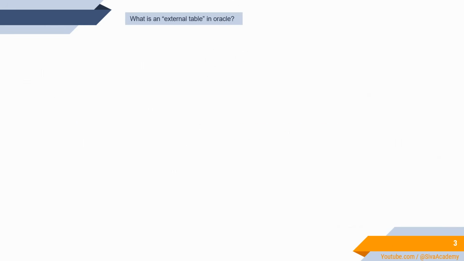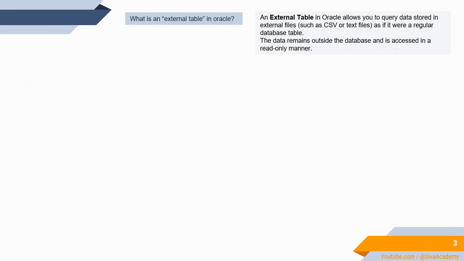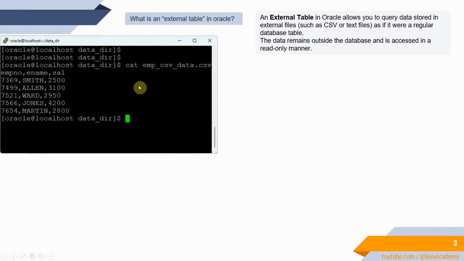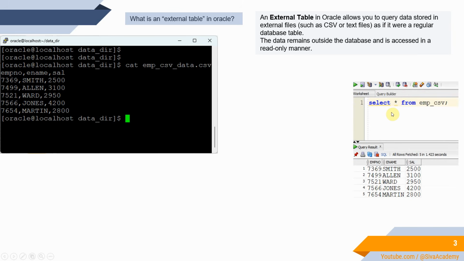So let us start with understanding what an external table is in Oracle. An external table is a very simple concept where, using a simple SQL script, we are able to access the data which is present outside of the database. Let me give you an example. Here is a very simple CSV file which contains some employee information. This information can be accessed through a simple select statement like this: select star from emp underscore CSV.